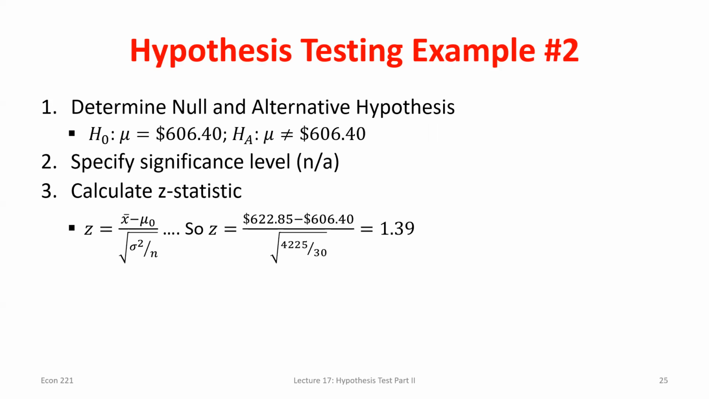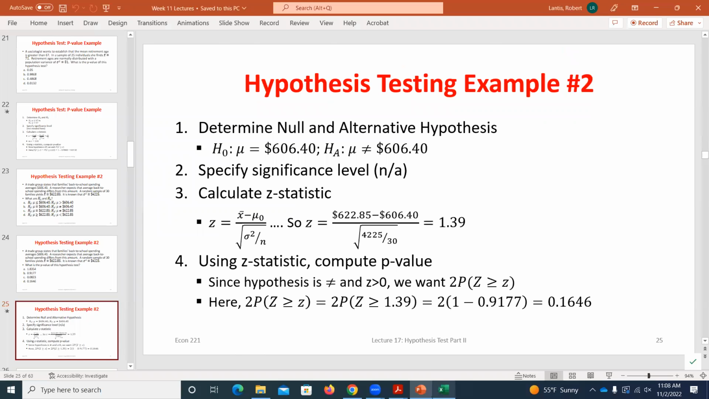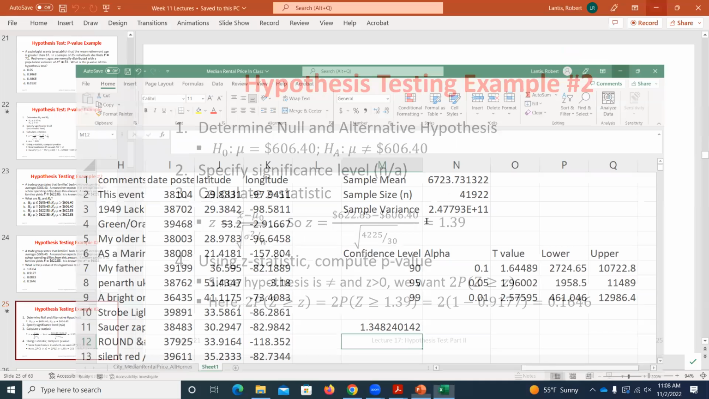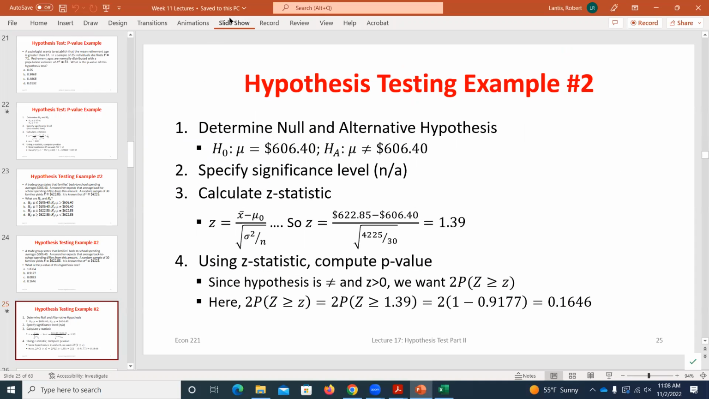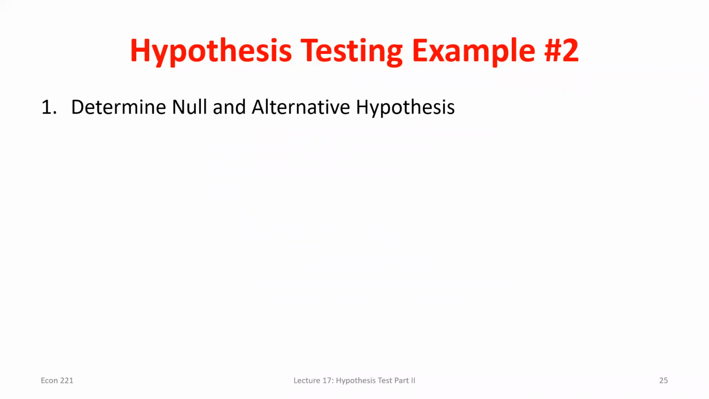Well, maybe we'll check my math there. Maybe I didn't do this right. Well, it doesn't overly matter, but for the sake of making sure that we're doing this right. So 622 minus 606 divided by the square root of 4225 divided by 30. Okay, so it is about right. I rounded, so I'll go back and change the slide with the options. I'm not sure why that wasn't there.